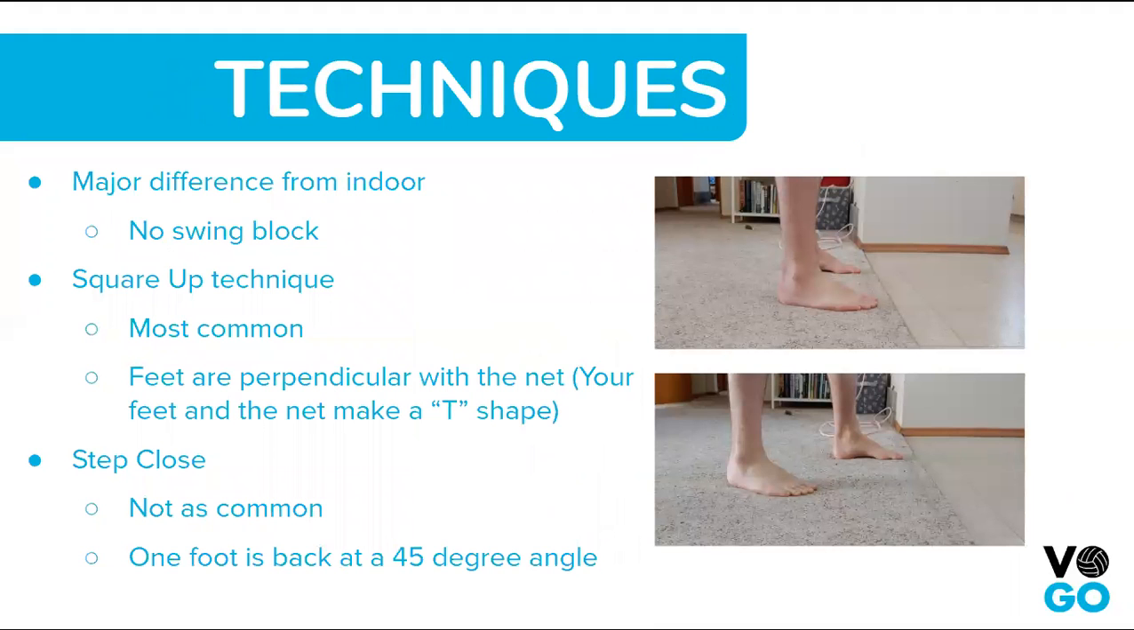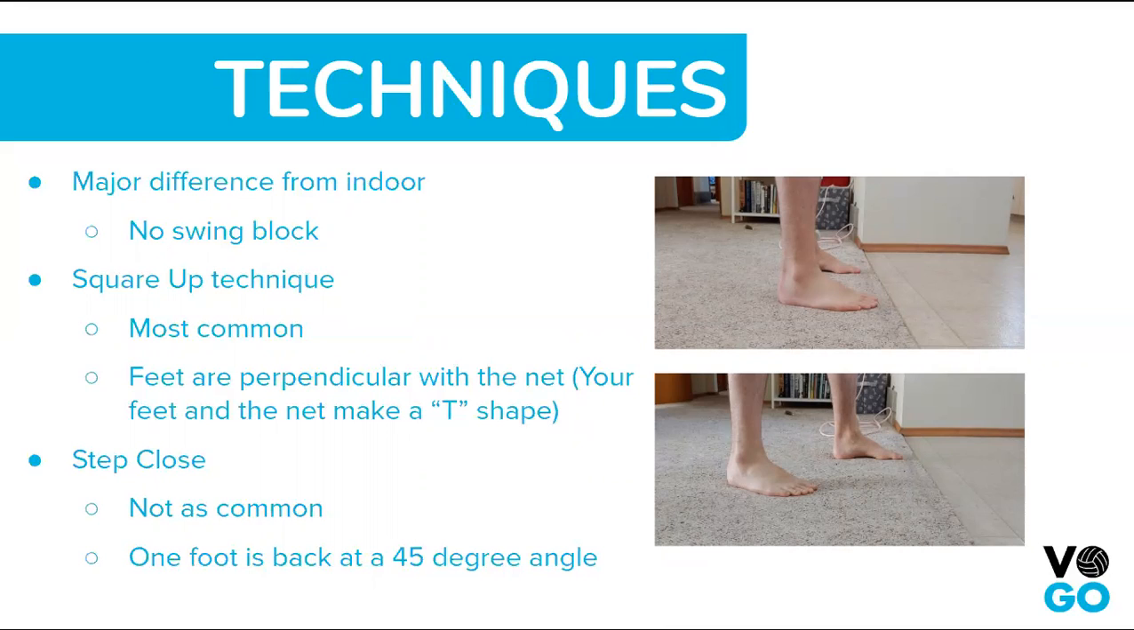So next we're going to talk about some techniques. These are just two ways that personally I blocked, and also two ways that, in doing a little bit of research online, are the most common you're going to find. So really bare bones explanation. The major difference, first of all, between beach blocking and blocking indoors is that there's hardly any swing blocking in beach. It just doesn't occur very often.